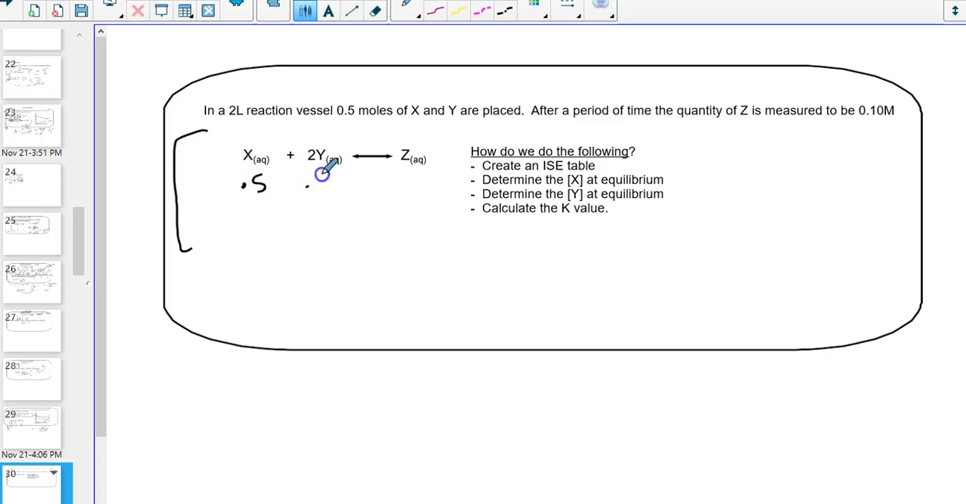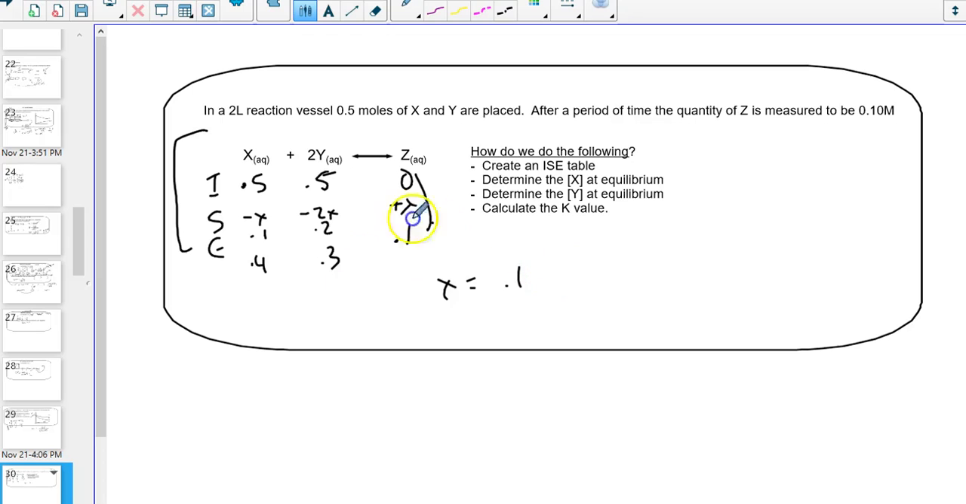0.5, 0.5, nothing. Those are initial amounts, stoichiometric ratio, end. And if Z is 0.1, so that's a pretty common method we do this, 0.1, minus X, minus 2X, plus X. Alright, this X is not referring to the compound X, it's just a general variable. So this X equals 0.1. That's what that is telling me right here. So therefore this is 0.2, this is 0.1, which is 0.4, and this is 0.3.